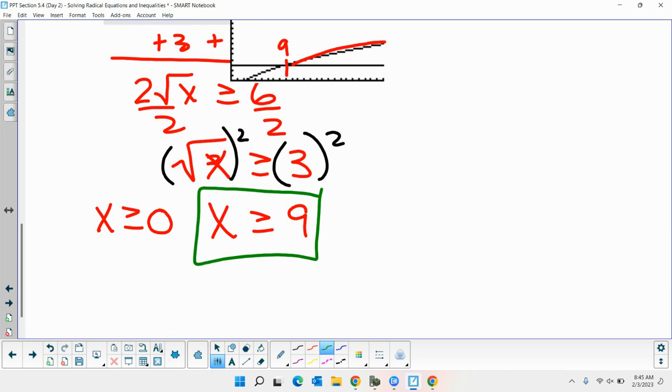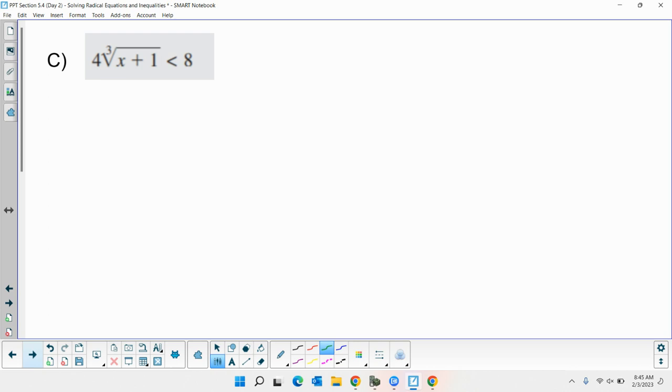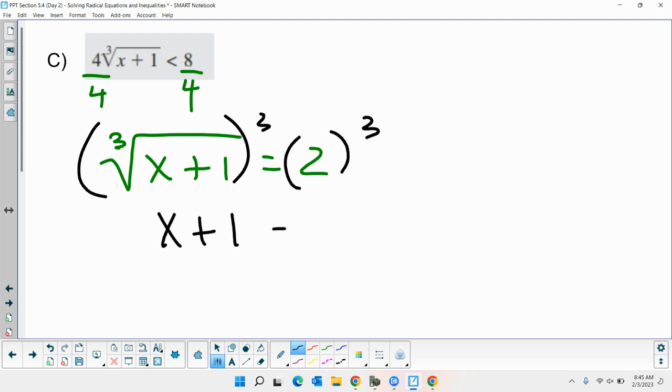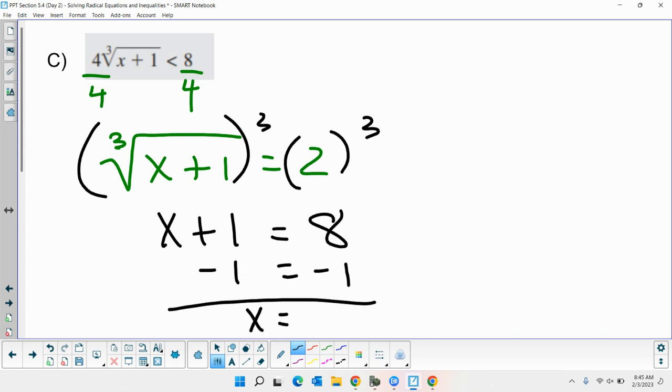I think that's it. Let me see. Oh, there's another one. This was a cube root. Okay, so what am I going to do to both sides once I do what first? Divide by the 4. But instead of squaring both sides this time, just like last night, what do I got to do? Got to cube both sides. So I get x plus 1, and that's 8. Oops, it's not equals. Sorry.